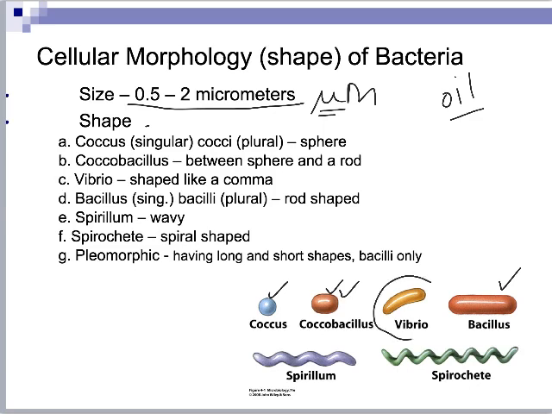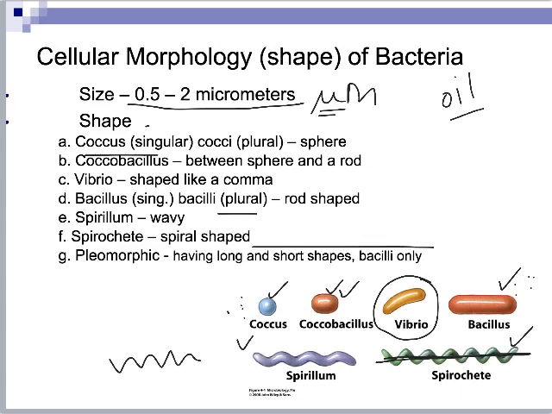Okay, Vibrio is shaped like a comma, so it's a bent rod. Spirillum is wavy, and then a spirochete is more like a spiral. And it's going to have this thing called an axial filament going through it, and that's a spirochete. So spirillum, I always think of it as more like waves, and spirochete is more like a spiral. Okay, bacillus is rod, cocci is spheres. So mainly we'll see cocci and we'll see bacilli. Okay, so bacillus is singular, bacilli is plural, coccus is singular, cocci is plural.